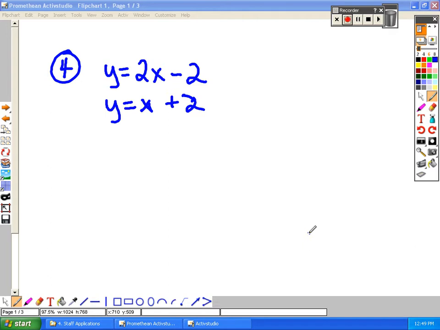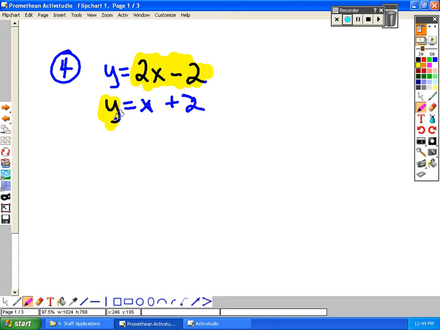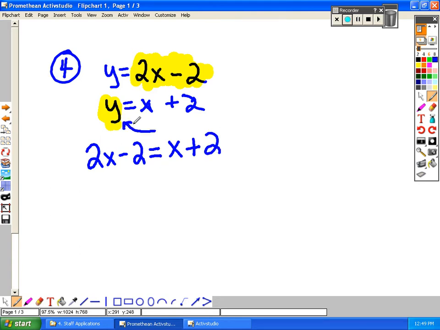Alright, so number 4. You guys didn't know elimination yet, so we're going to go substitution. They're both solved for the variables. So we're going to go with the top one and notice that another name for y is 2x minus 2. So in the other equation, instead of y, I'm going to write 2x minus 2. So 2x minus 2 is equal to x plus 2. I just substituted it in that equation.